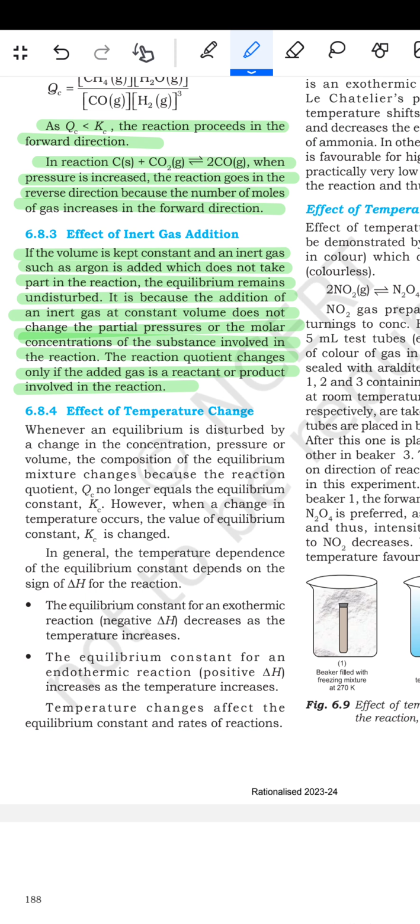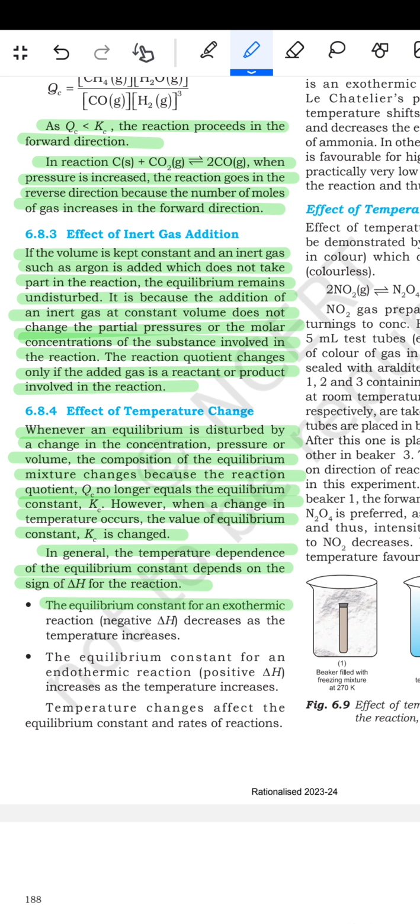फिर बात करते हैं इफेक्ट ऑफ द टेम्परेचर चेंज की. तो whenever an equilibrium is disturbed by a change in the concentration, pressure or the volume, the composition of the equilibrium mixture changes because the reaction quotient Qc no longer equals the equilibrium constant Kc. However, when a change in the temperature occurs, the value of the equilibrium constant Kc is changed. In general, the temperature dependence of the equilibrium constant depends on the sign of ΔH for the reaction.